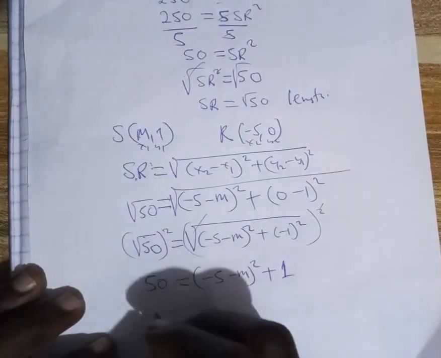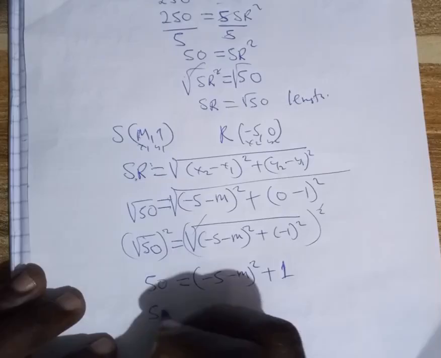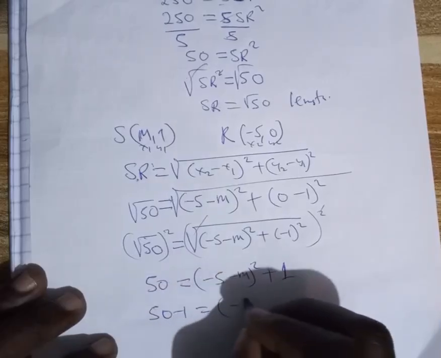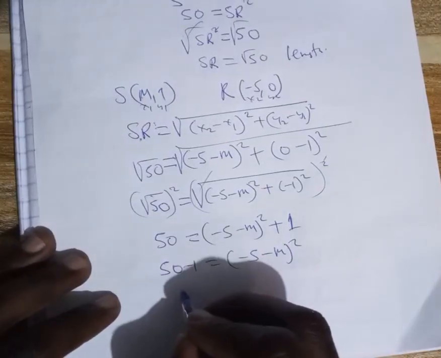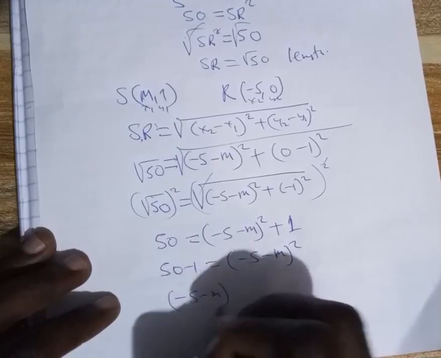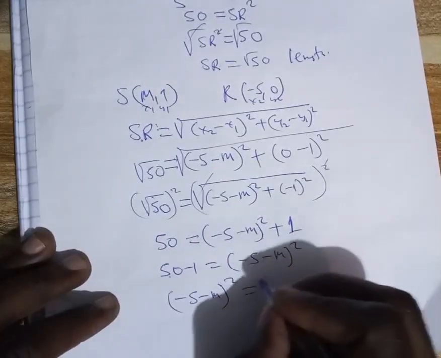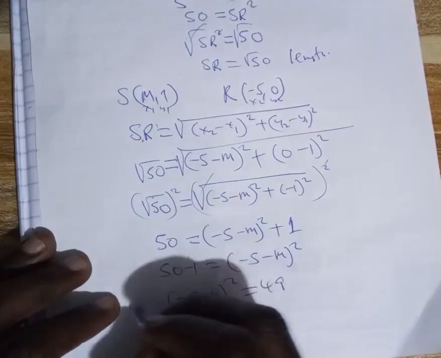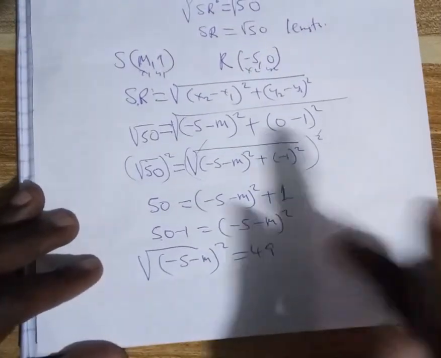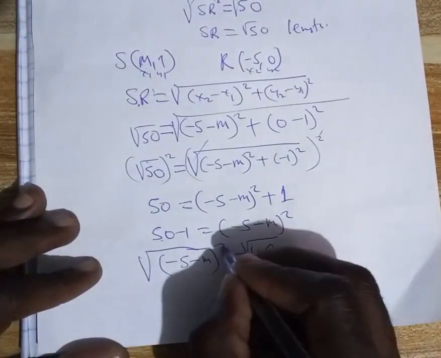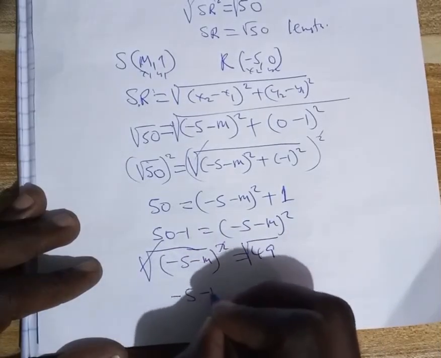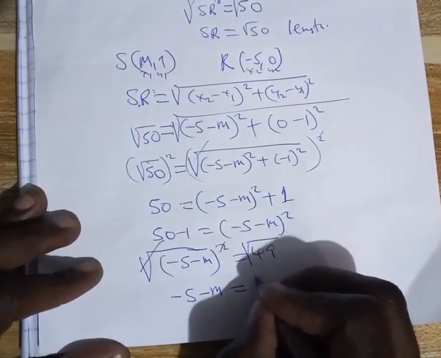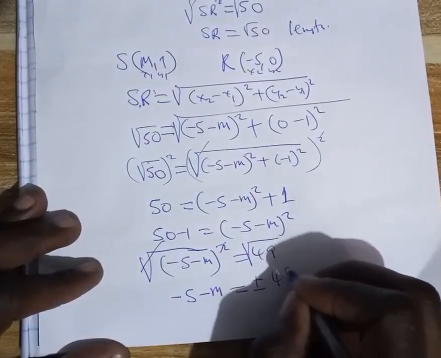Having this one here, this will come this side. It will be 50 minus 1 equal to open bracket negative 5 minus m squared. 50 minus 1 is 49. Then to get rid of the power 2, we square root. This will cancel. What is remaining is negative 5 minus m equal to square root of 49, which is plus or minus 7.